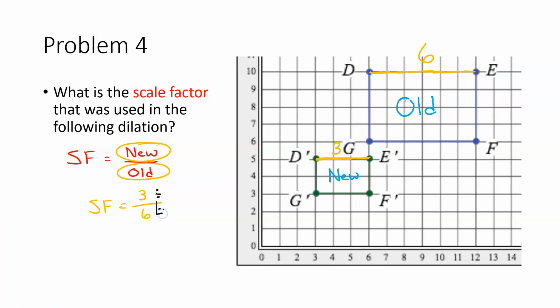As I said earlier, whenever you can simplify, I do expect you guys to simplify. 3 over 6, I can divide top and bottom by 3. My scale factor is going to be 3 divided by 3 is 1, 6 divided by 3 is 2. My scale factor is 1 half. And it makes sense. If you take a look going from the old one to the new one, it pretty much got halved in its size, right? It's half its size. It makes sense that your scale factor is 1 over 2. We're basically taking all the dimensions and cutting them in half.